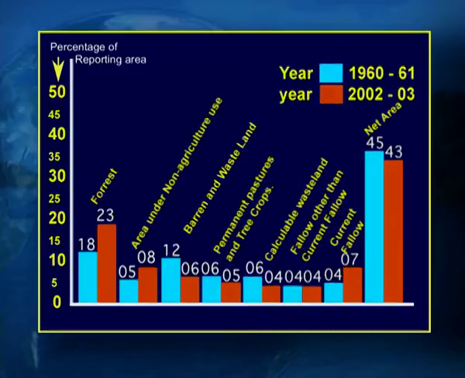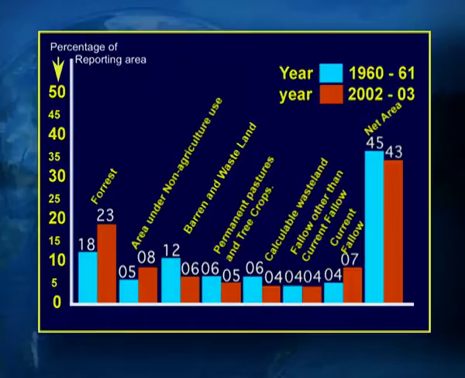Now, dear students, we will be taking up all these categories one by one. But before taking up the categories, I would like to show you this visual. This visual shows the changes in the land use categories in India for the years 1960-61 and 2002-03. So, this is a multiple bar diagram showing the two different years under the different categories.